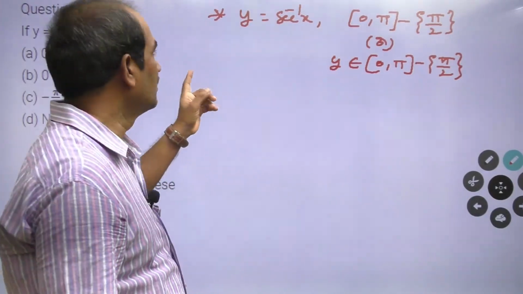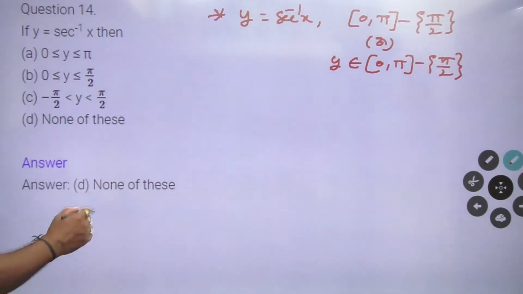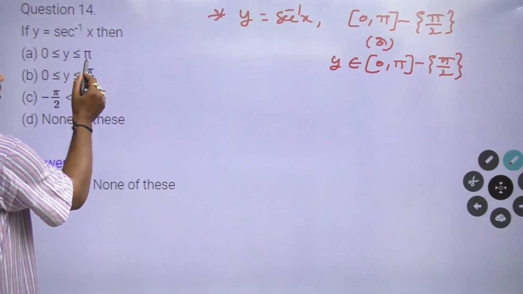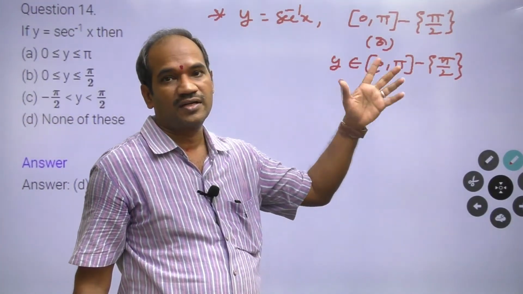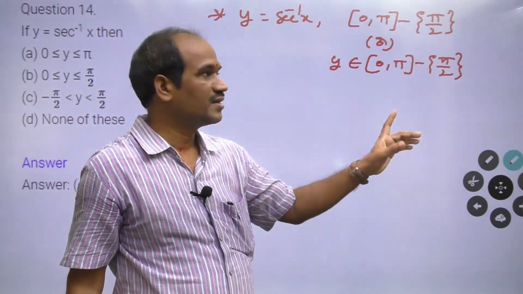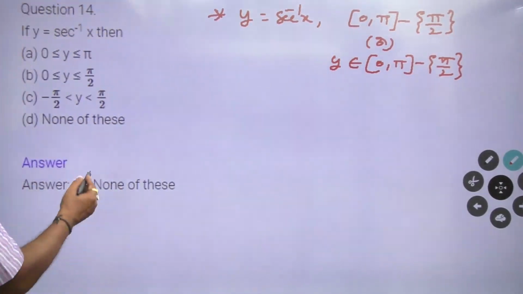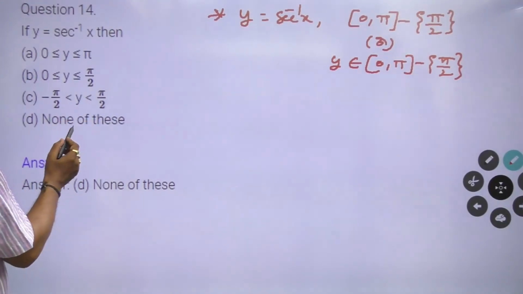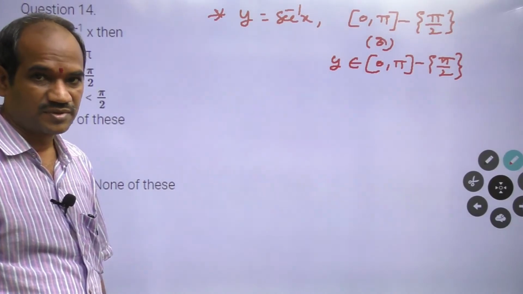So here y lies between. Check your answer here. First option: 0 less than or equal to y less than or equal to pi. Minus pi/2 is not given here, so that is wrong. The second option, 0 to pi, is also wrong. None of these, the fourth option, is the right option.